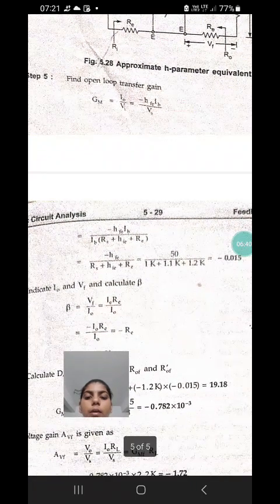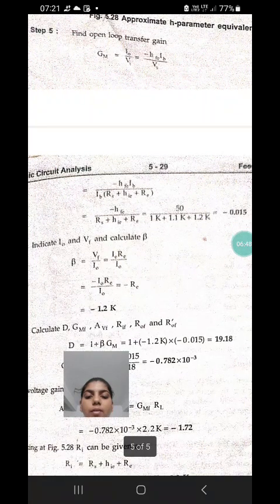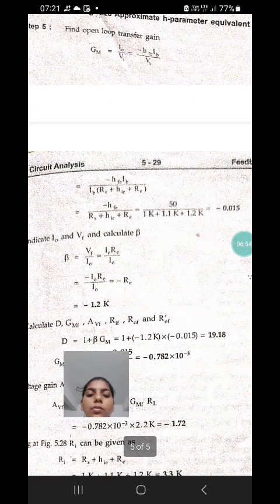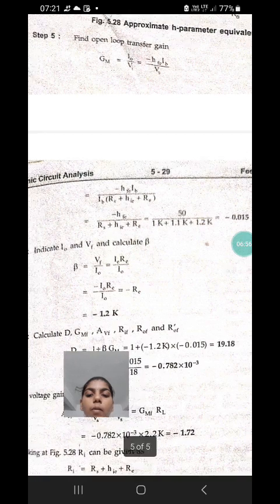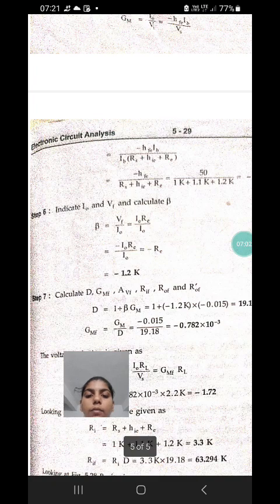Gm equals minus hfe IB by IB into (RS plus hie plus RE). IB gets cancelled, so Gm equals minus hfe by (RS plus hie plus RE). Now we can substitute the values from the circuit in the above formula. Indicate Xf and X0 and calculate the beta value. Beta means the feedback voltage by the output current. Vf is IE RE, with a negative sign, so replacing minus I0 RE, I0 gets cancelled, and beta equals minus RE.